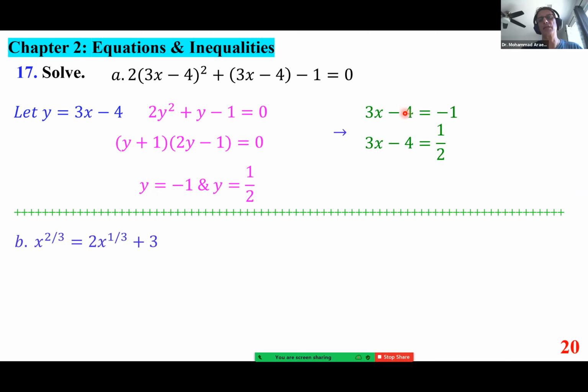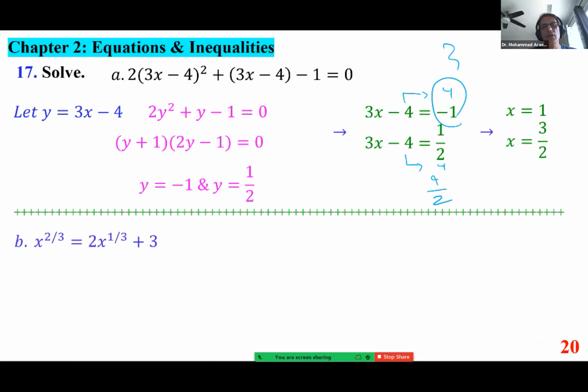And this is an easy fix. Negative 4 goes to the other side, becomes positive 4, and 3 divided by 3 is 1. Negative 4 goes to the other side, becomes positive 4 with 1/2. So this becomes 3. This becomes 4 with 1/2, becomes 9/2 divided by 3, becomes 3/2. So we have those two solutions, you can also check.